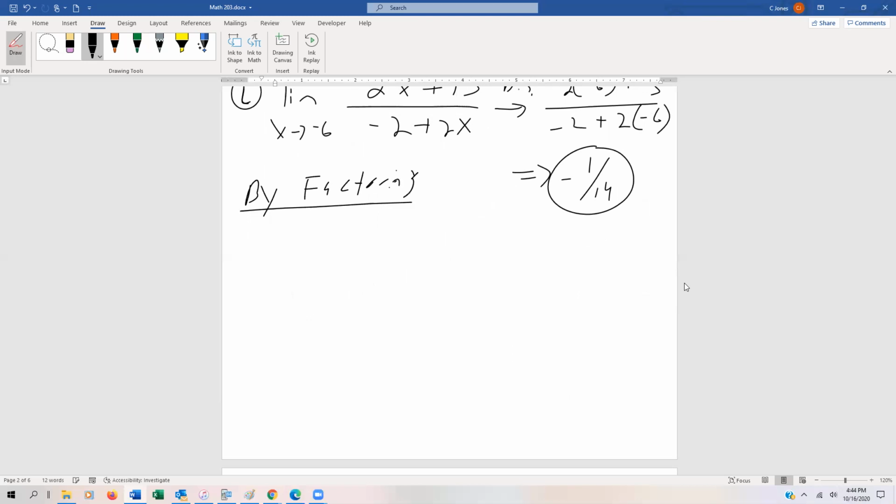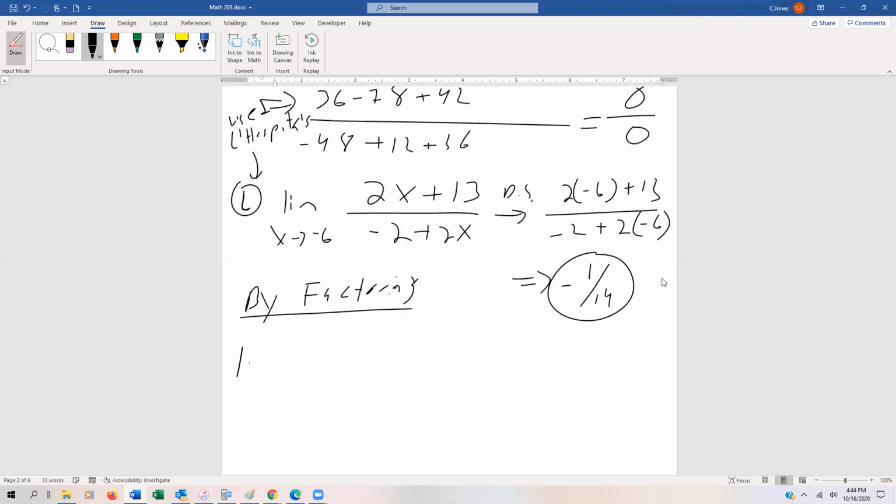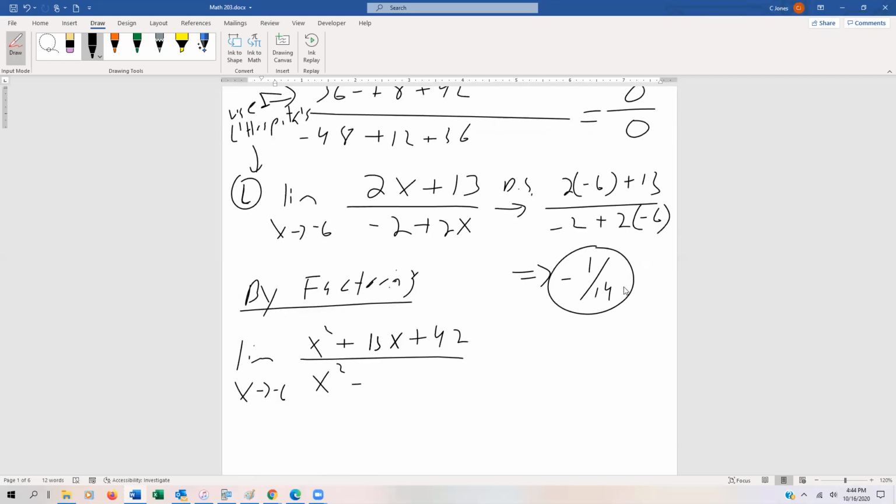Now, what I'm going to do is rewrite the polynomials in the numerator and denominator. I'm going to write them in descending order of power, the usual way we write it. So this is going to become the limit as x approaches negative 6. The numerator is nice and set up for us: x squared plus 13x plus 42. And the denominator, I'm just going to rewrite as x squared minus 2x minus 48.